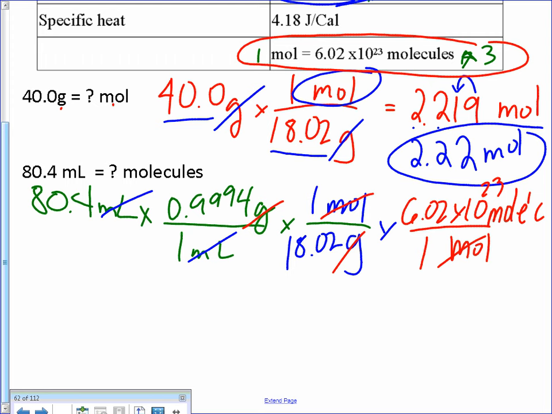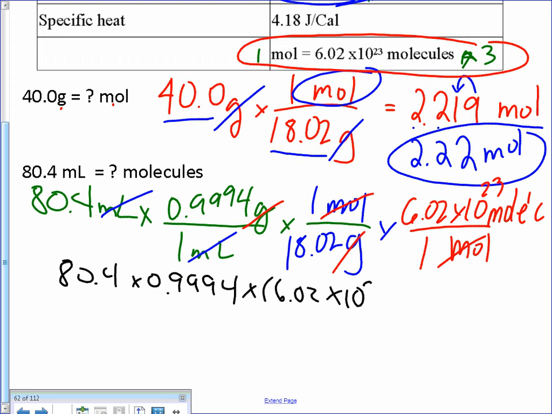Yes, because the 1's here and 1 here, it's not going to affect your calculations. So what I will put in your calculator is 80.4 times 0.9994 times 6.02 times 10 to the 23rd. I get all that. It's going to be a big number.